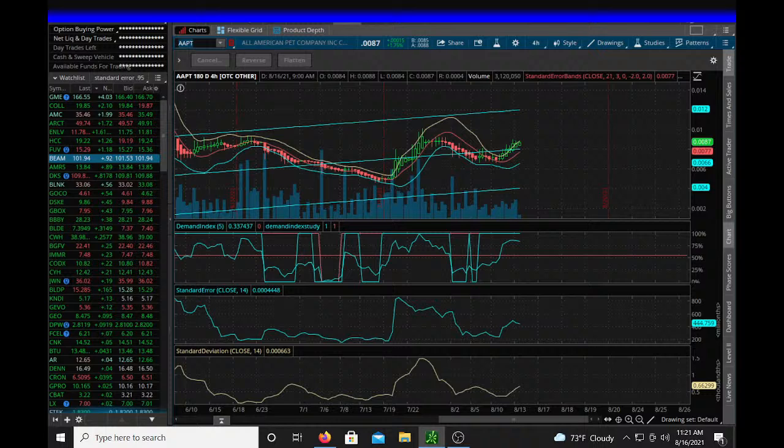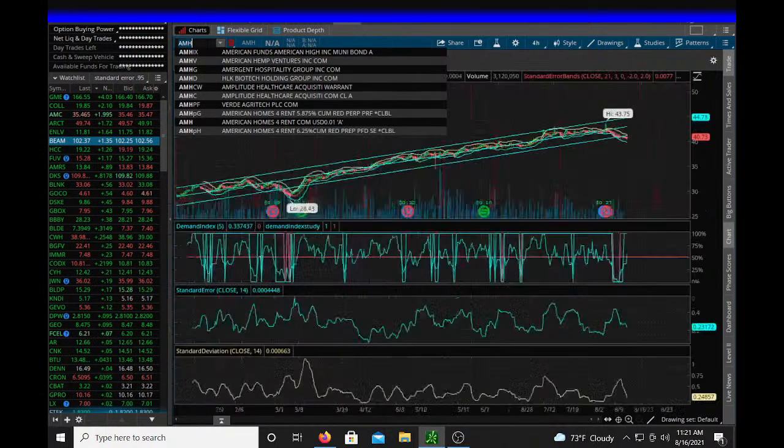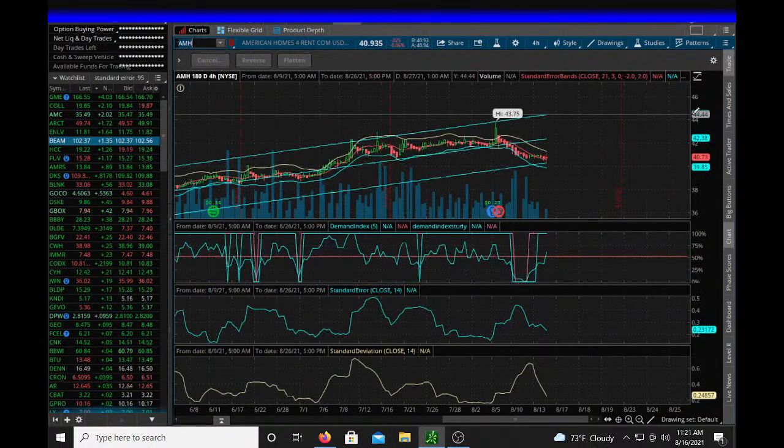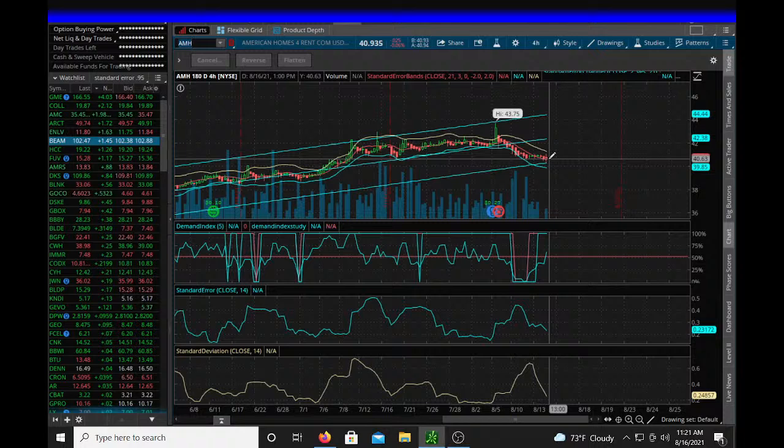ACGL on the weekly. Very good. And we have AMH, which looks like it's going for a dip buy here. So that looks good. American Homes for Rent. That's probably on a bit of a dip.